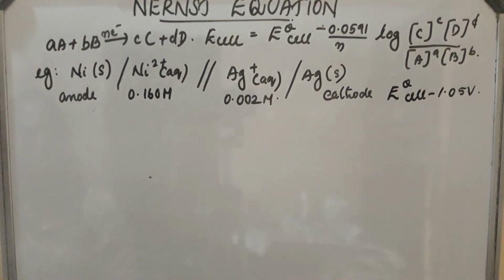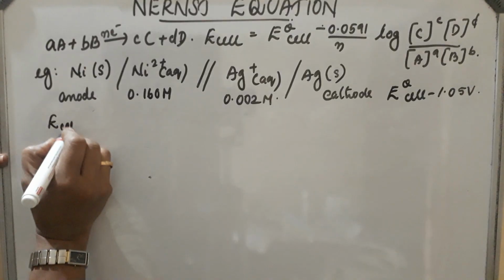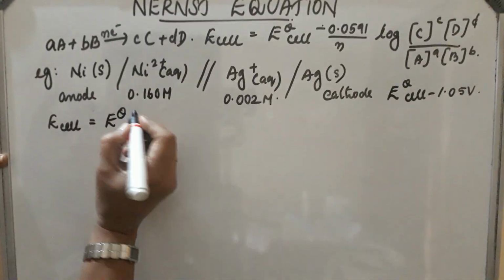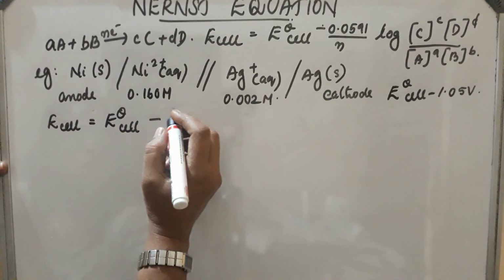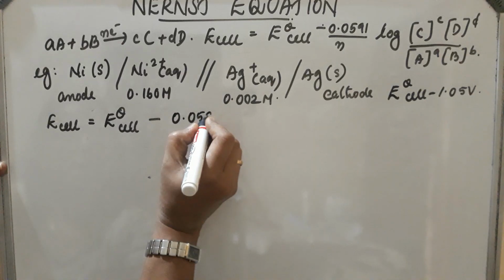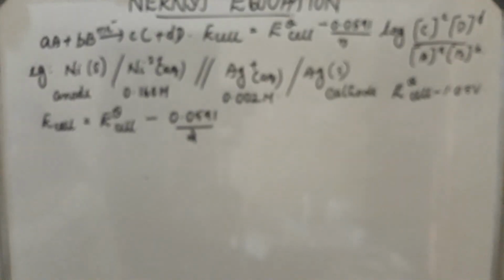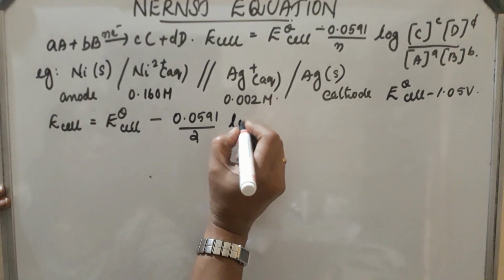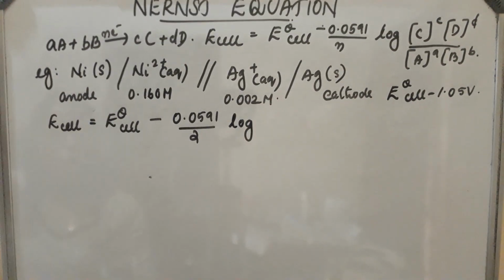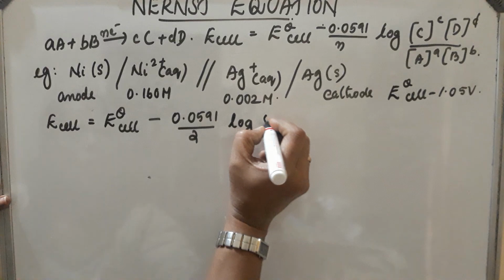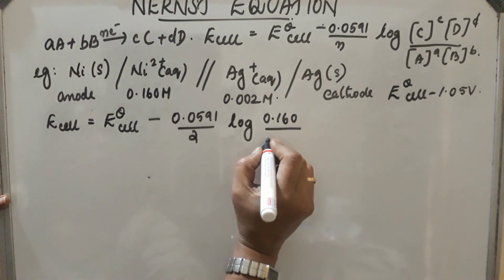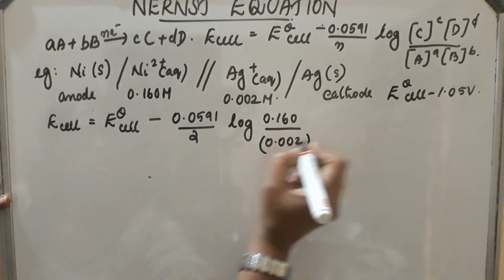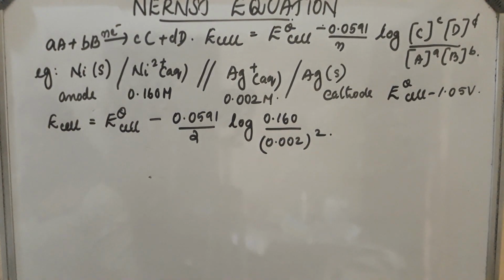Now, the equation is E of cell equals E standard minus RT by 2F, with 2 electrons taking part. So, 0.0591 by 2, log of the concentration of the anode, that is nickel, which is at the anode. So, 0.160 by the cathode, it is 0.002 square. Because how can we write the reaction for this?